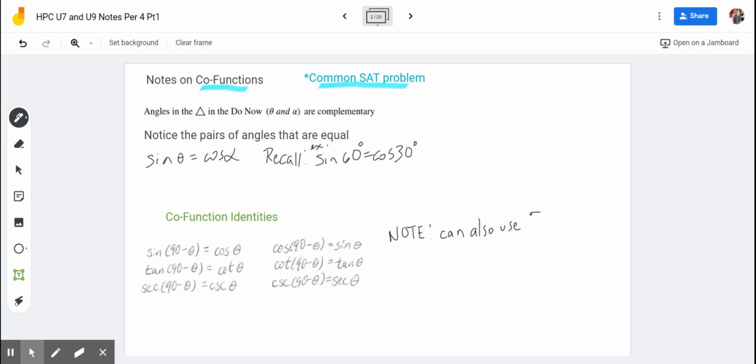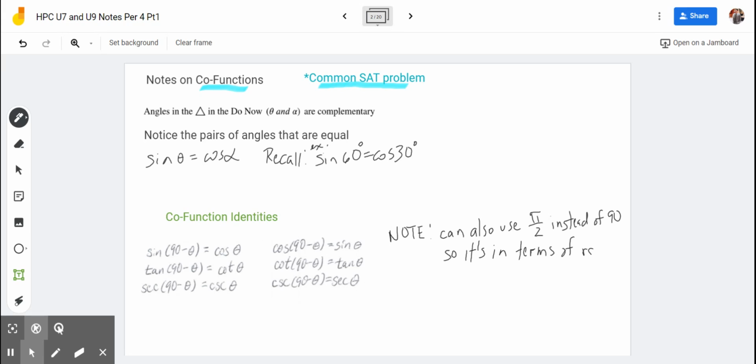pi over 2 instead of 90. So it's in terms of radians. Let me erase that there. So it's in terms of radians, okay?